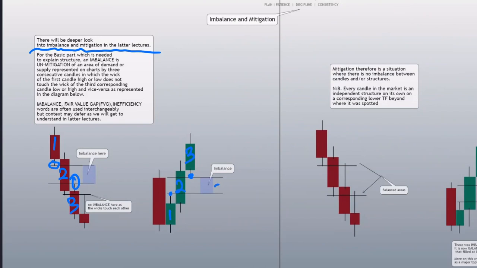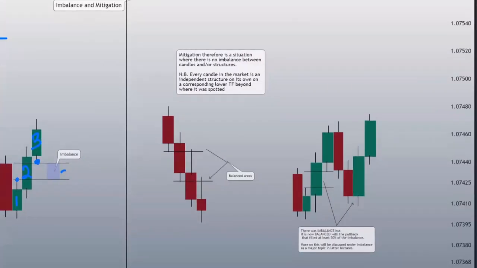So we assume that this is balanced, even though there is more to a balanced market or a balanced range. There is more to it, as we will see in the latter lectures. But for now, we just assume that this is candle one, two, three. If the high of candle three and the low of candle one touch each other, then they are balanced. Same thing between candle two and candle four. The low of candle two touches the high of candle four. We assume that they are balanced just for now. But like I said, in later lectures, we will see that there is more to imbalance or a balanced price than this.